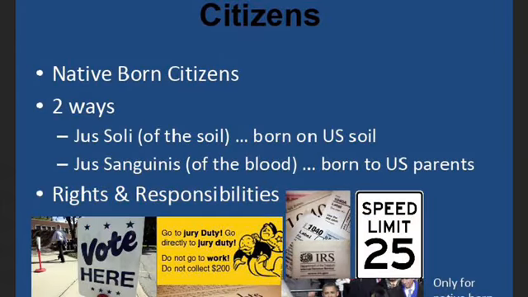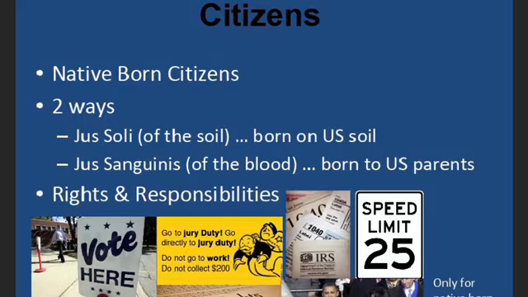Now, question number 2 says, what are the two types of native-born citizens? And that's right there on this slide. The first one is jus soli, and the second one is jus sanguinis. They're two Latin terms that look a little bit hard to pronounce. But what they mean, jus soli is usually the easier of the two for students because you take the L and the I and flip them and it becomes soil. And jus soli means you are born on American soil. Any citizen born in our country is a citizen from birth.